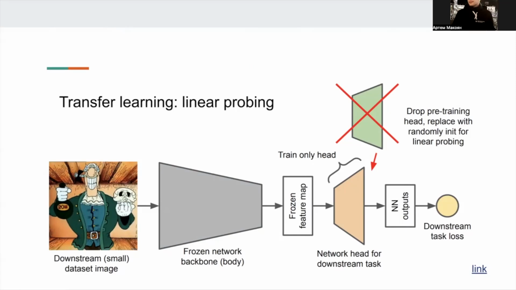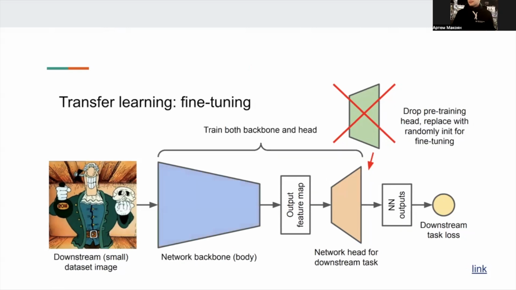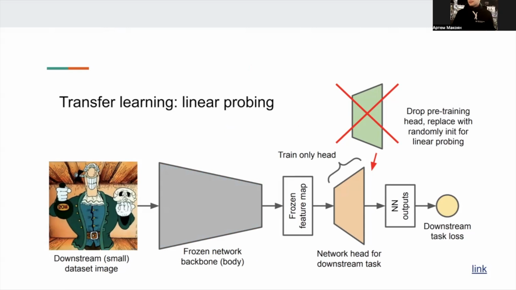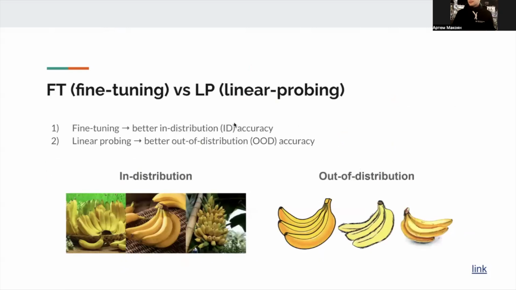Do you understand the difference between linear probing and fine-tuning? In fine-tuning, we don't freeze the backbone. It can change during fine-tuning. In linear probing, it is frozen. Any questions? Great. Okay. Why do we have two methods? Which method is better and when?